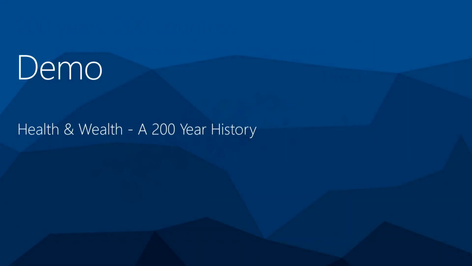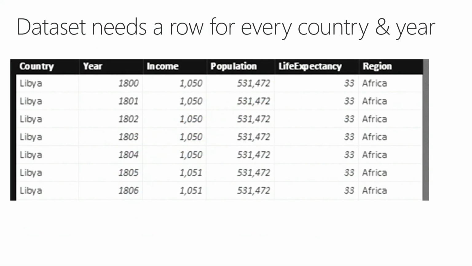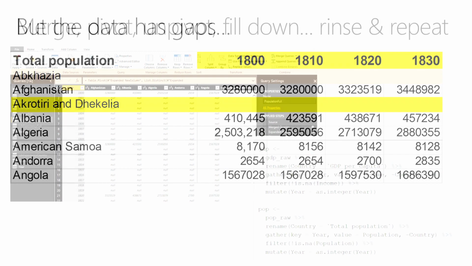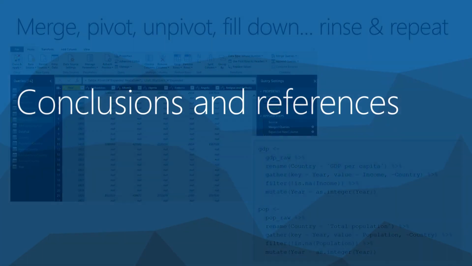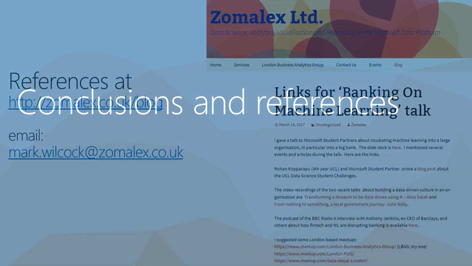So there we are. Let's have a quick look. We've shown the demo of that with the missing data. There we go. And we're doing our pivots, both in R.